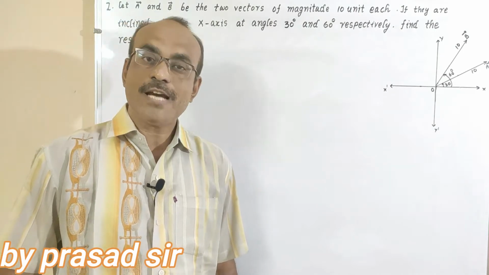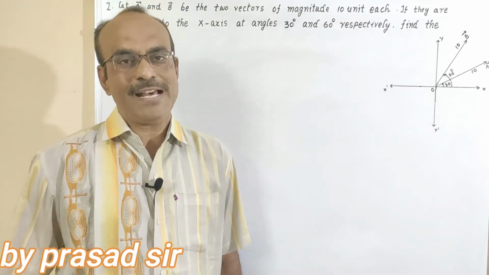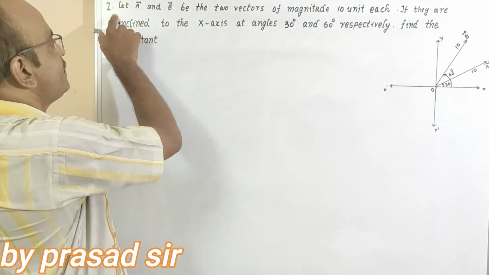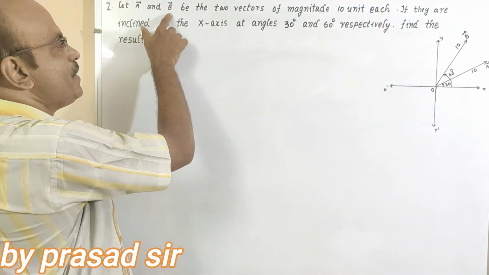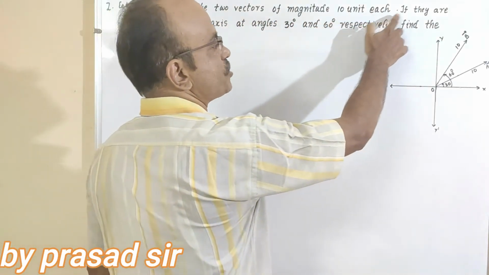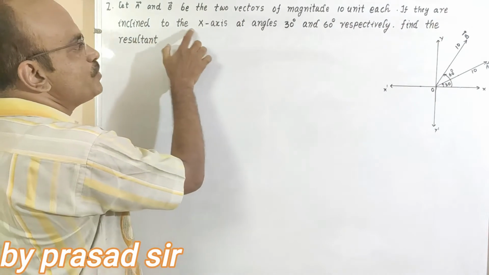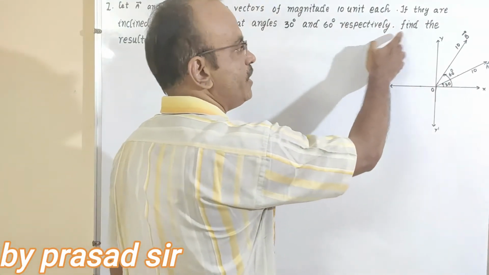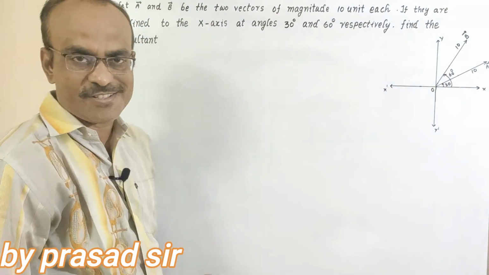H.C. Verma solutions, chapter number 2, Physics and Mathematics. Question number 2: Let A vector and B vector be two vectors of magnitude 10 units each. If they are inclined to the x-axis at angles 30 degrees and 60 degrees respectively, find the resultant.